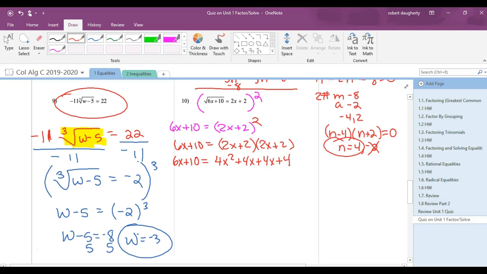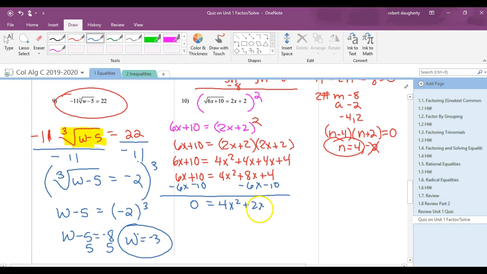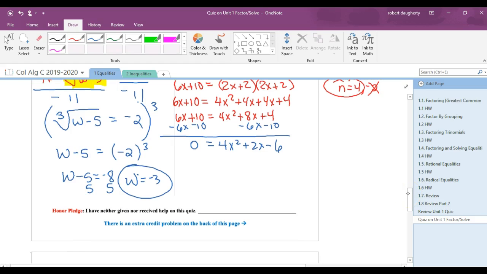Now it's just a matter of getting this thing equal to 0. So I've got 6x plus 10 equal to 4x squared plus 8x plus 4. If I subtract 6x and subtract 10 from both sides, I get 0 equal to 4x squared plus 2x minus 6. Now it's just a matter of factoring this. I can factor out a 2: 2x squared plus x minus 3.